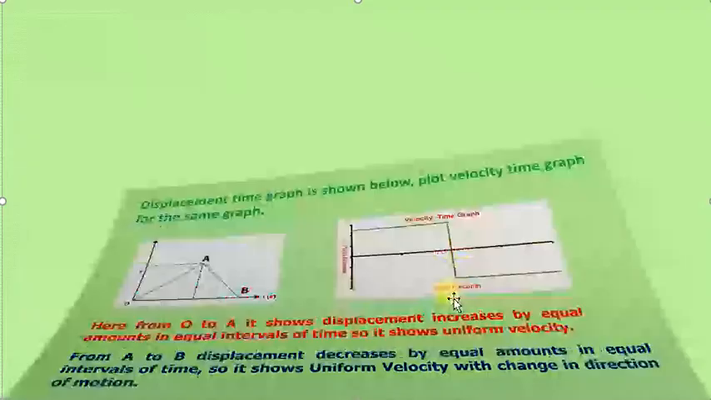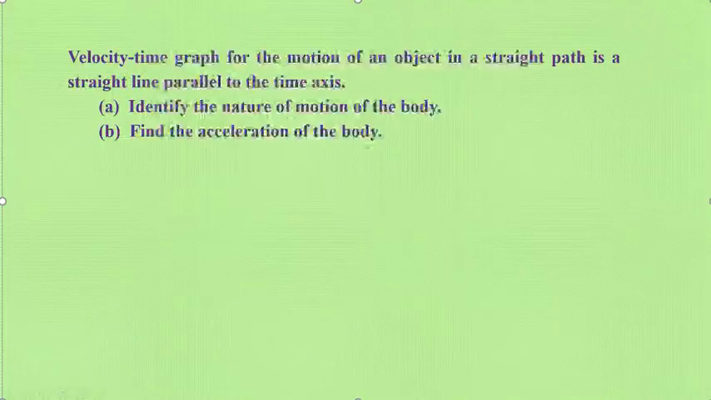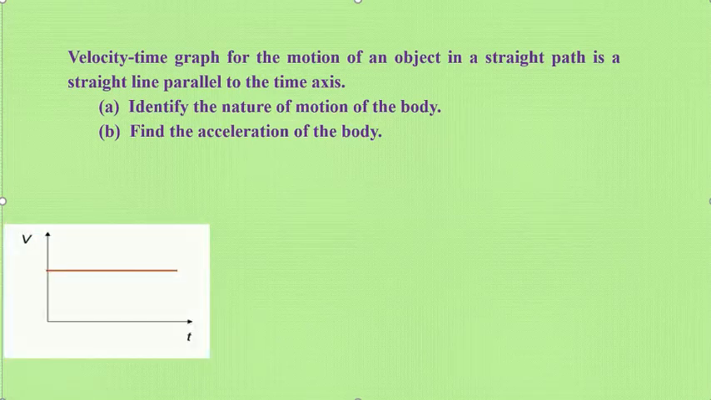Moving to the next question. Here, the velocity time graph for the motion of an object is a straight line along the time axis. Identify the nature of motion and find the acceleration of the body. Here students, as you can see, it is a straight line parallel to the time axis. That means slope is 0. And what is the slope for a velocity time graph? It gives us acceleration. So here acceleration will be 0.